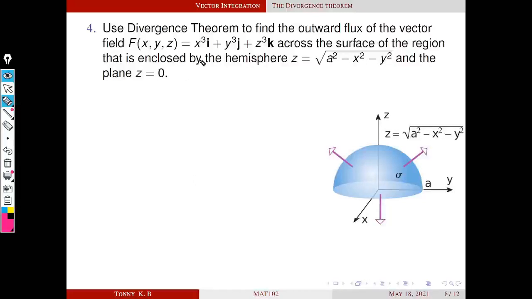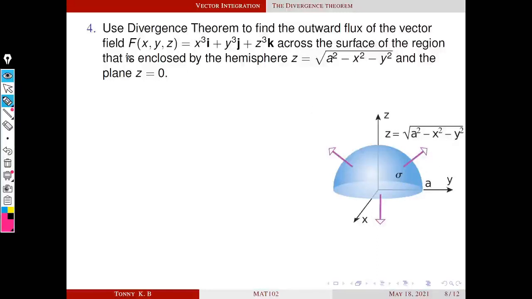Next problem, we have to find the flux of this vector field x cube i plus y cube j plus z cube k across the surface of the region that is enclosed by the hemisphere, that is z is equal to square root of a square minus x square minus y square. This is the upper part of the hemisphere, because here z is a positive square root, so z is always positive, so upper portion. And it is bounded below by the plane z equal to 0. So this is the solid G and its surface is sigma.